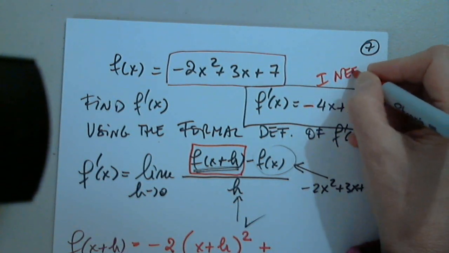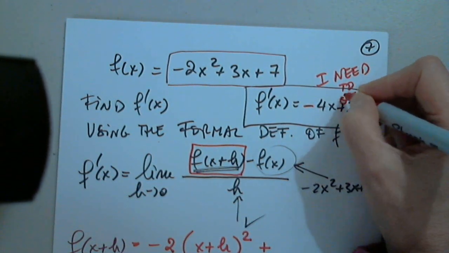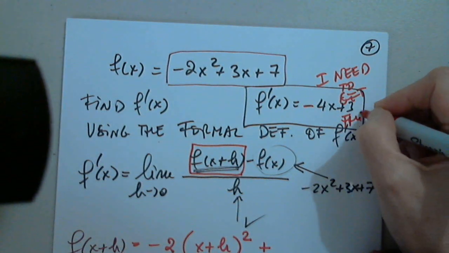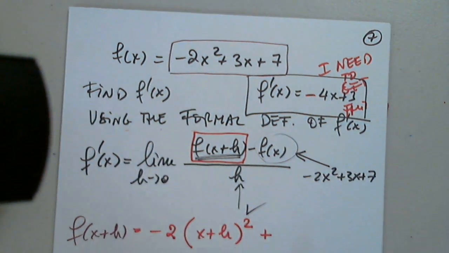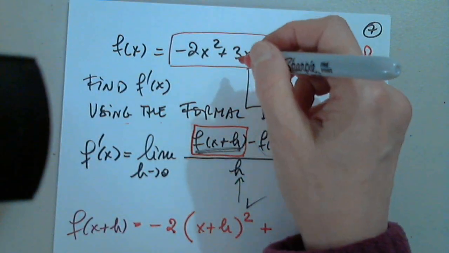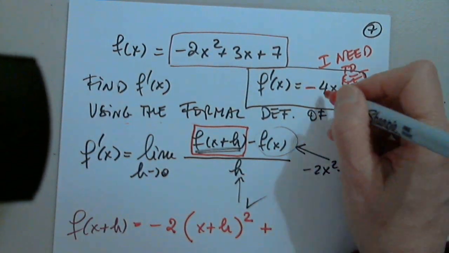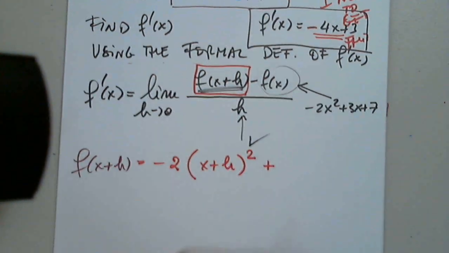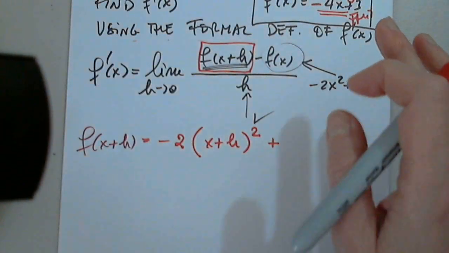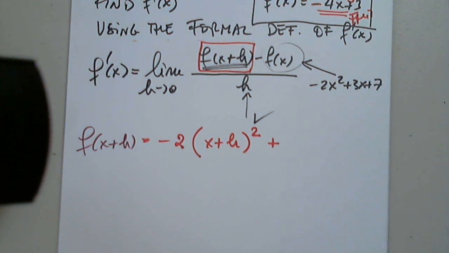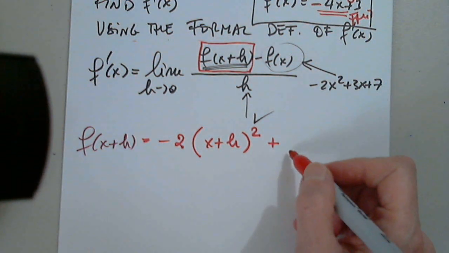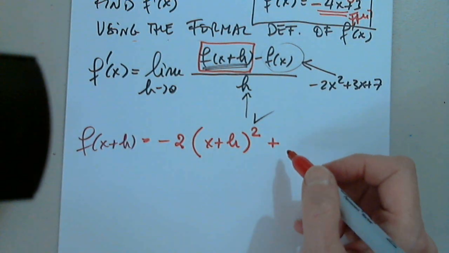Oh, yeah. This is what I need to get. I need to get this with the formal definition. I differentiated using differentiation rules just to make sure that I am going to get this answer. I'm not going to fudge it. I need to get the answer, and I know what to expect. Good. What will be the next step for f of x plus h?